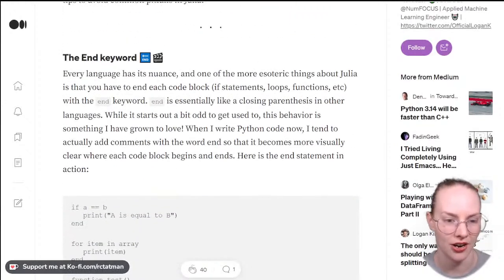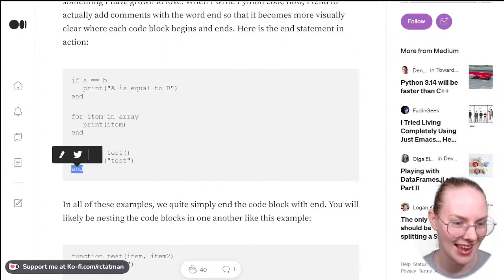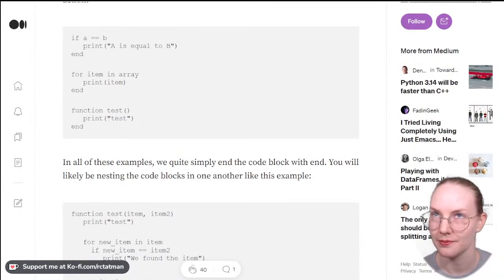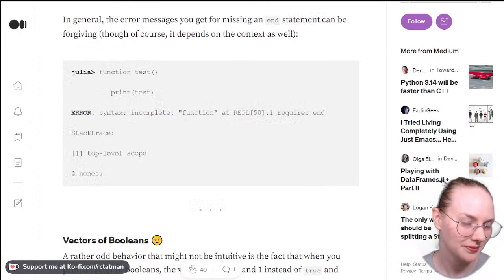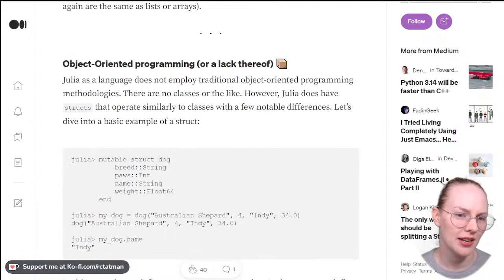Anyway, other things that I think are pretty helpful. This one's interesting. Apparently you need to say end at the end of a code block. Interesting. So scope is very explicit. That's the word that I'm looking for. Interesting. Vectors of booleans. When you print a vector of booleans, the values show as 0 and 1 instead of true and false. Oh, that seems very reasonable to me.